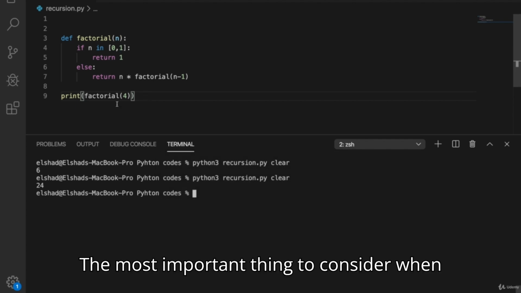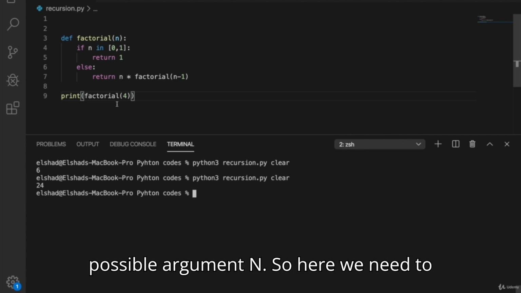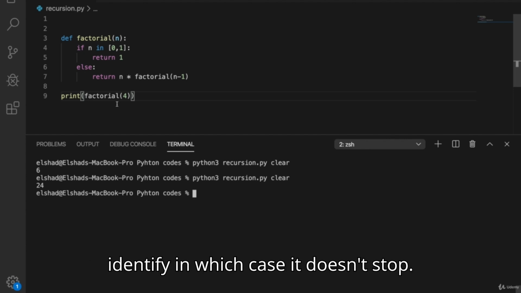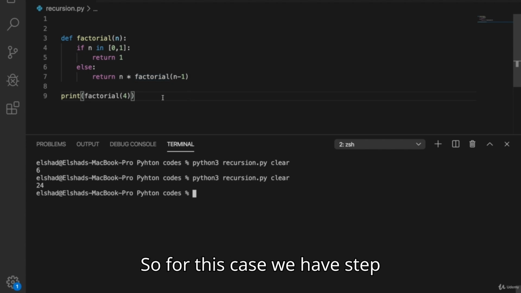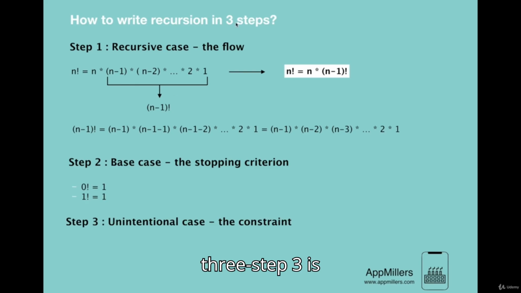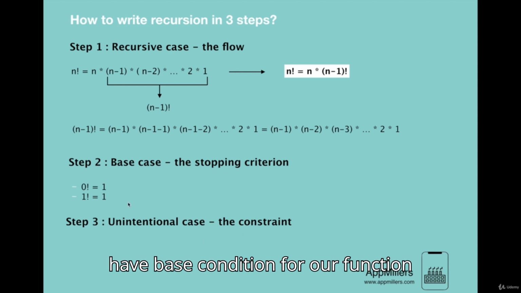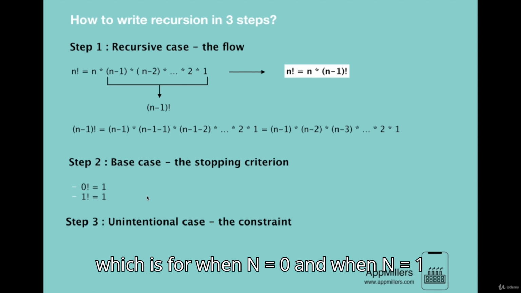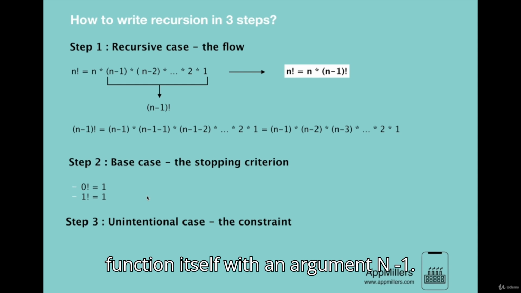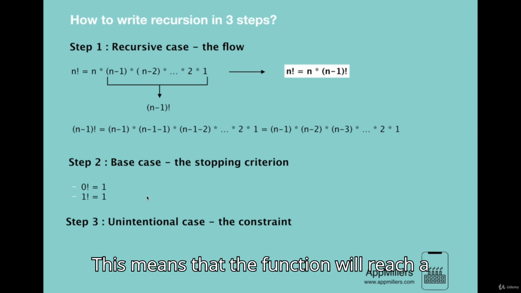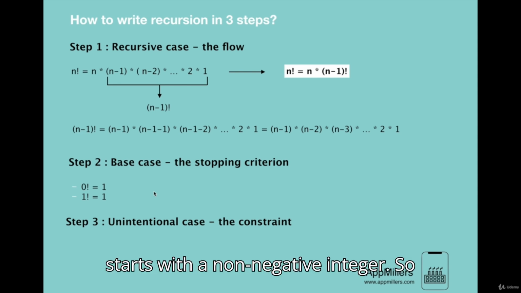The most important thing to consider when writing a recursive function is making sure that the function stops for every possible argument n. So we need to identify in which case it doesn't stop. For this, we have step 3: unintentional case, the constraint. We have base conditions for our function, for when n equals 0 and when n equals 1, and our recursive case calls the function itself with the argument n minus 1. This means that the function will reach a base case only if factorial n starts with a non-negative integer.